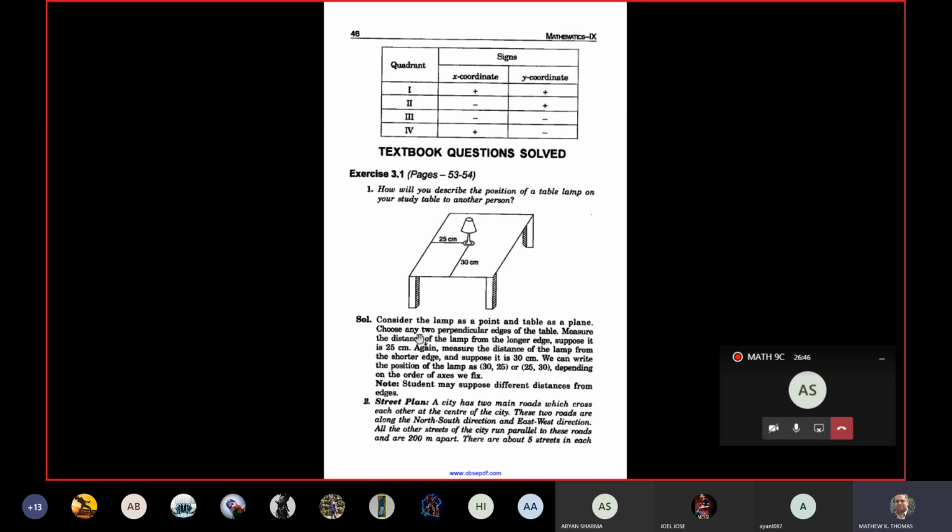All this you need not write, okay? Just write down the length of the table is x-axis, breadth of the table is 25. Take any length and breadth, na? Any. This is nothing fixed. Depends on your figure.